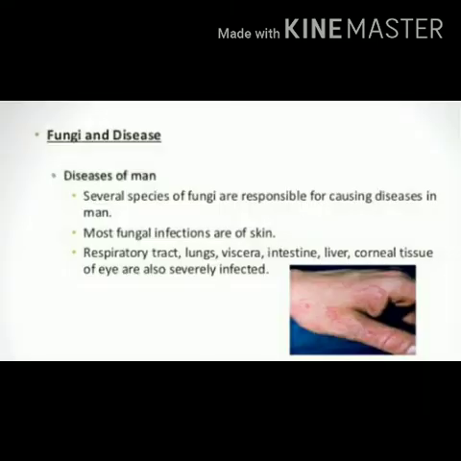Next is disease in man. There are several species of fungi responsible for causing disease in humans. They cause some skin infections like ringworm; ringworm means ring-shaped lesions, as shown in the picture. These infections are caused by fungi. Infections in the respiratory tract, lungs, intestine and liver, burning sensation, itching, athlete's foot and so on are all caused by fungi.